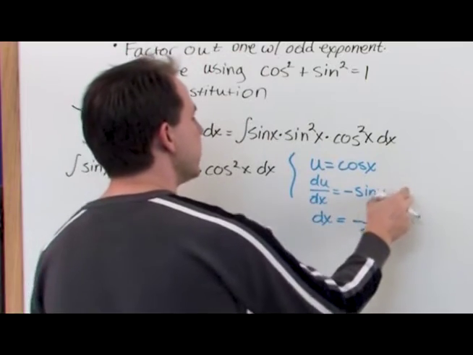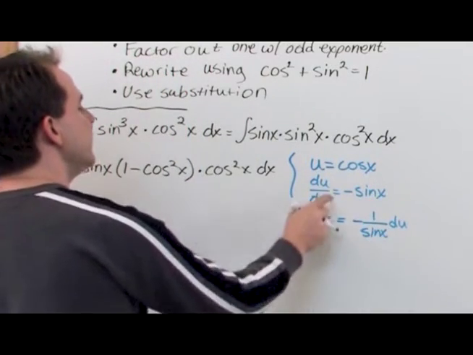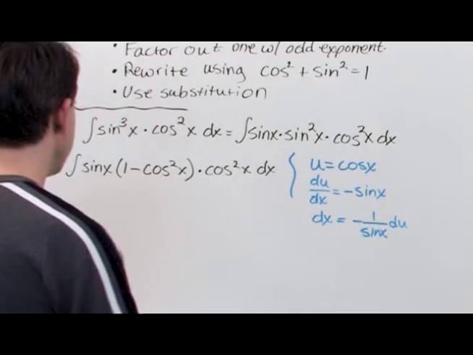Take the dx over here, move 1 over sine over here. dx is 1 over sine of x du. Okay.